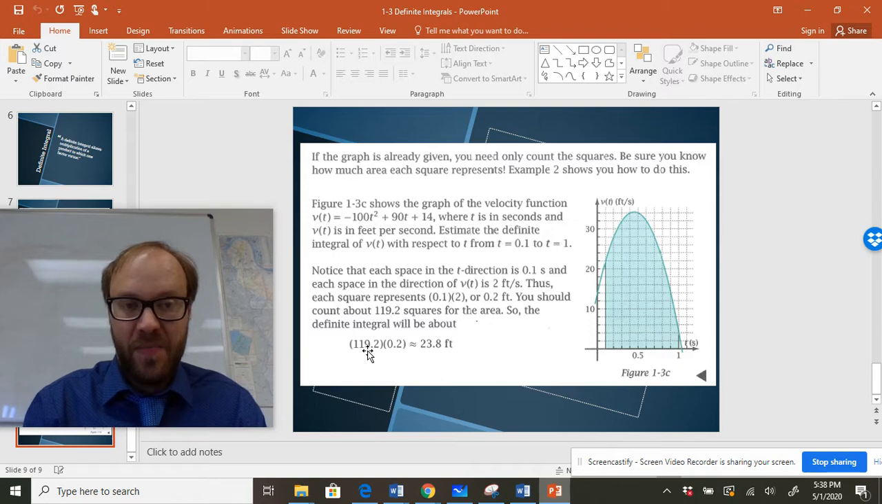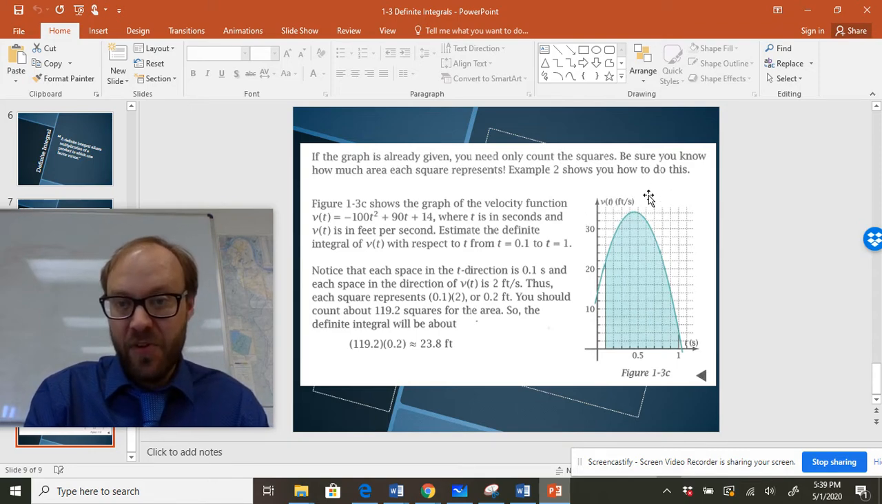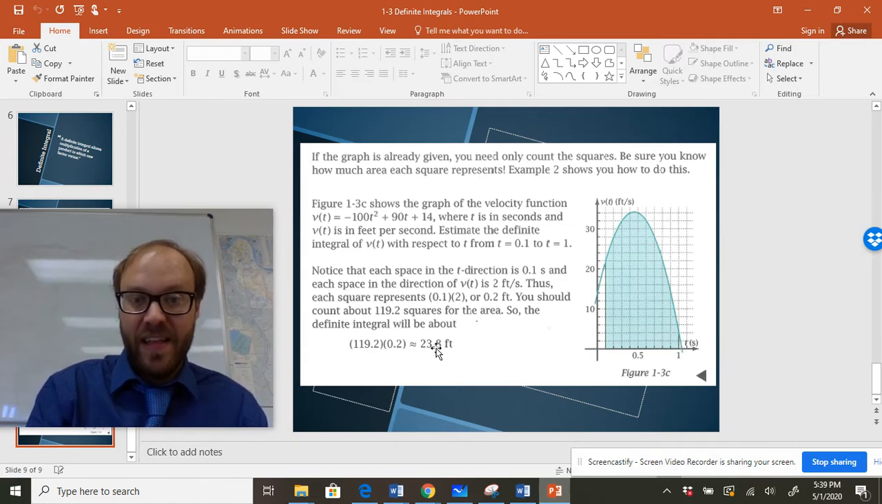I'm not going to ask you to add up that many squares in most of these problems, but you have to be careful. Each of those little squares, or each of those blocks, if you want to think of it that way, only had an area of 0.2. So we have 119 blocks with an area of 0.2 each. Multiply that together, you get 23.8. Notice here you're taking feet per second, and when you're finding your area, you're multiplying it by seconds. And so that's going to give you a final unit that's just feet.